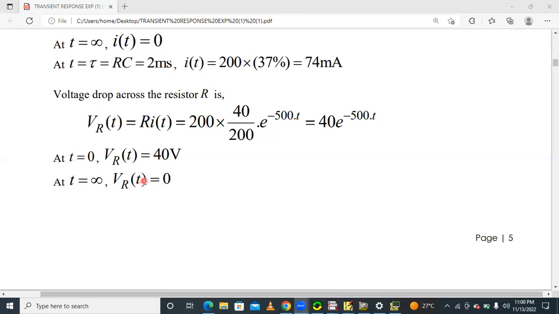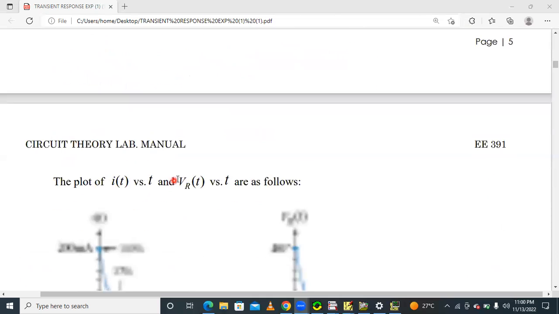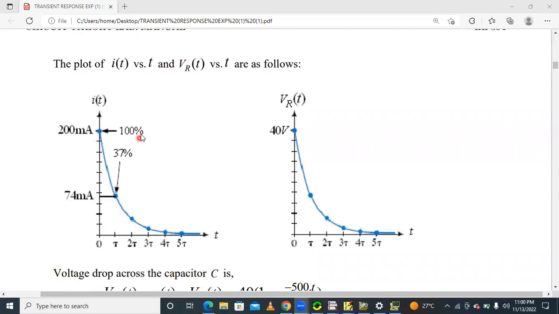Then VR of t is equal to I of t into R. Then this is also 0. Okay. Then this plot will get like this. This is called I of t, exponentially decreasing. This is called the time constant, 37% per one time constant. So we'll get 74 milliamps, exponentially decreasing. So this is the current expression.